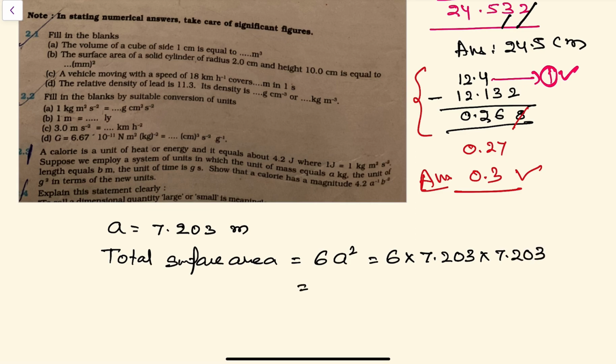So if you do the calculation, what will you get? 311.29 meters squared. But while rounding off, 4 digits are there, so it should also contain 4 digits: 311.3 meters squared.